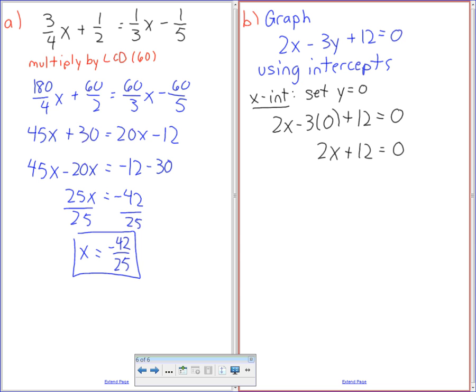So 12 to the other side. Good. Okay, and last step. Yes. Okay.